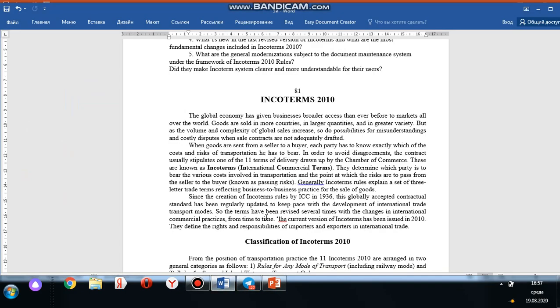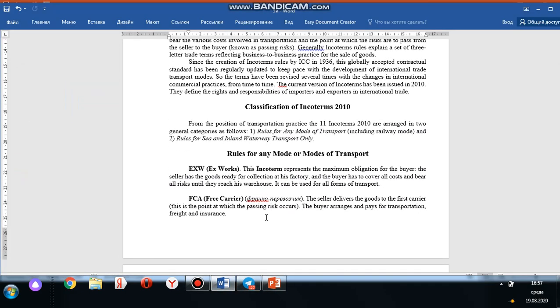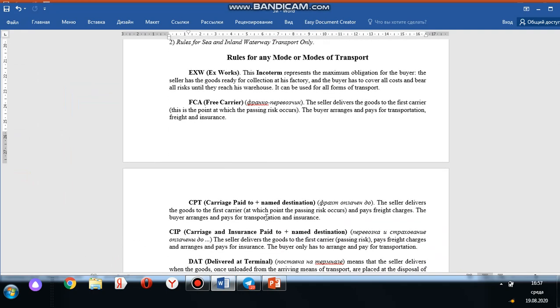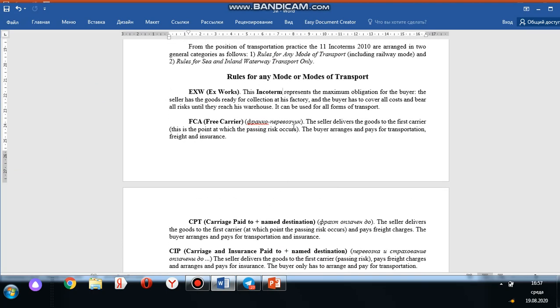Okay, so rules for any mode or modes of transport. So the first Incoterm represents the maximum obligation for the buyer. The seller has the goods ready for collection at the factory, and the buyer has to cover all costs and bear all risk until they reach their warehouse. It can be used for all forms of transport.